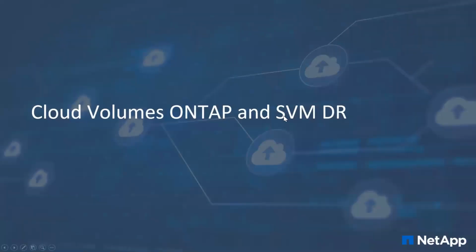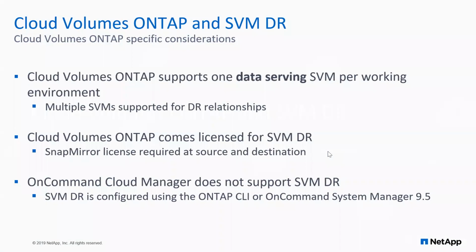Cool. So now for the meatiest part of the session, let's talk about Cloud Volumes ONTAP and SVM DR in particular. Some things that you'll want to know if you're considering using SVM DR with Cloud Volumes ONTAP. So the most important thing to know is that Cloud Volumes ONTAP only supports one data serving SVM per working environment. Now you can create multiple SVMs for disaster recovery relationships, but the supported configuration for Cloud Volumes ONTAP is only one data serving SVM.